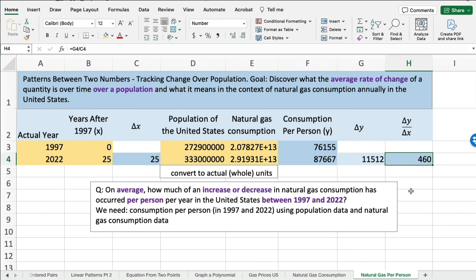Okay, so our natural gas consumption per year has gone up by 460 cubic feet per person. I don't know if that's something to be alarmed about, but maybe it just means that our consumption of other types of fuels has gone down.